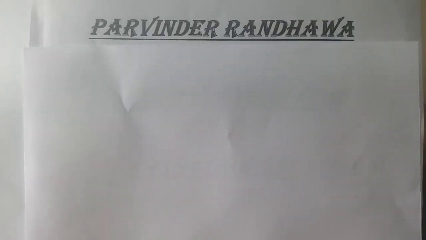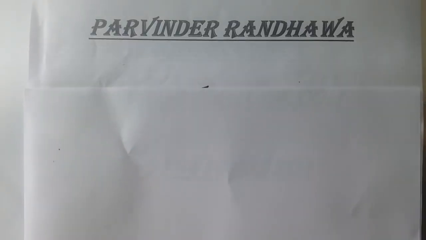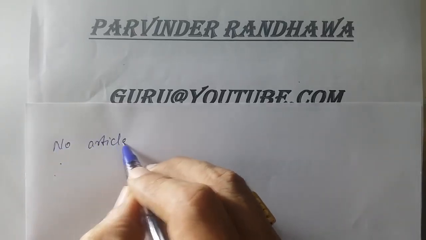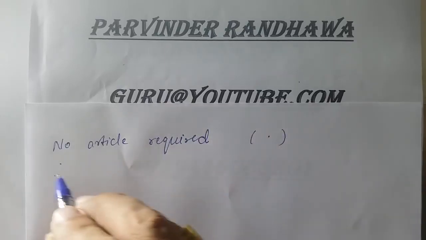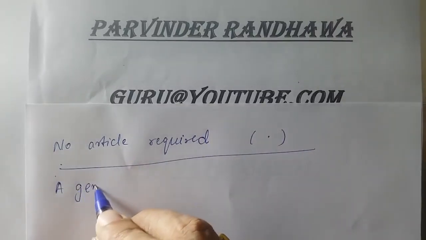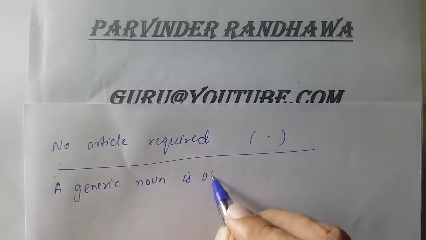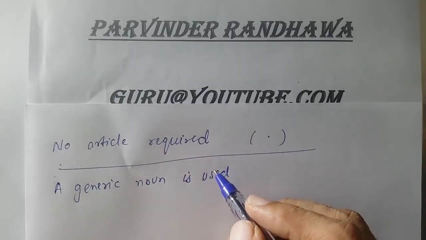Now, first of all, I want to talk about where we do not have to use an article, right? So in this case, you can check one thing: no article required where we don't require an article. A generic noun is used, it means there is no need to write an article in front of a generic noun.